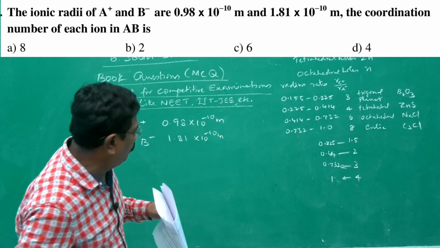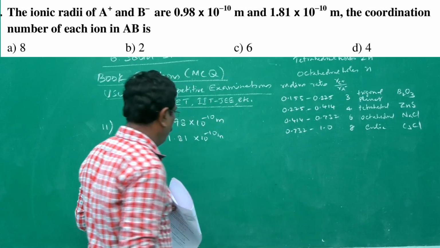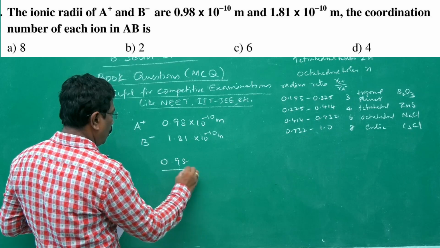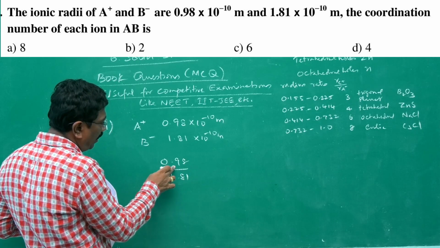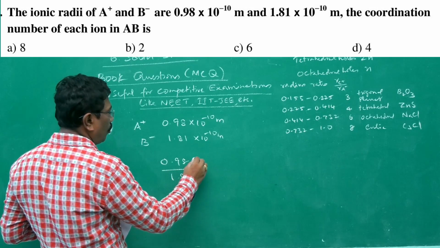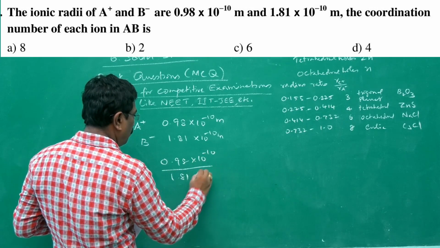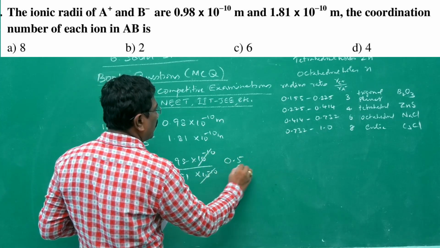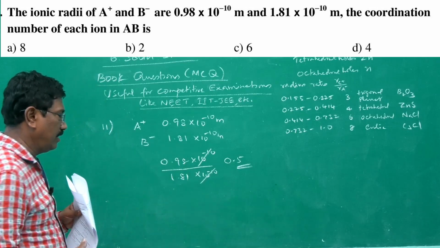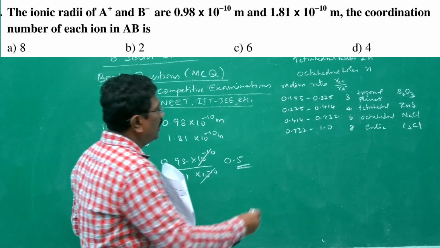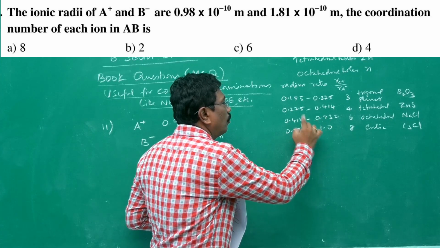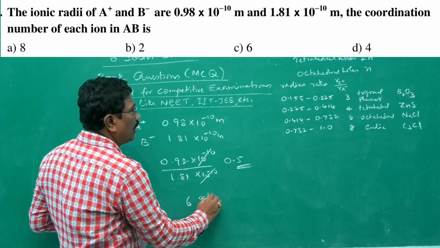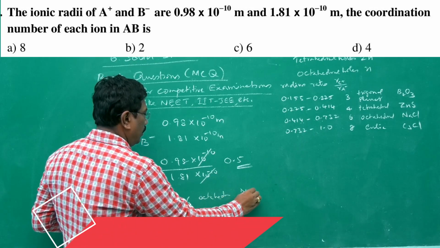Now for this cation and anion, what may be the ratio? It comes approximately 0.98 by 1.81, the half of which is 0.5, therefore more than 0.5 you will be getting. 10 power minus 10 by 10 power minus 10 get cancelled. So the value may be 0.5 something, the exact value need not go in. So it comes in between this value, above 0.414, therefore it is octahedral. Coordination number 6, octahedral, may be sodium chloride. Alright.